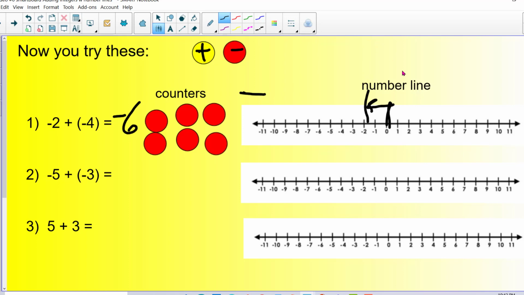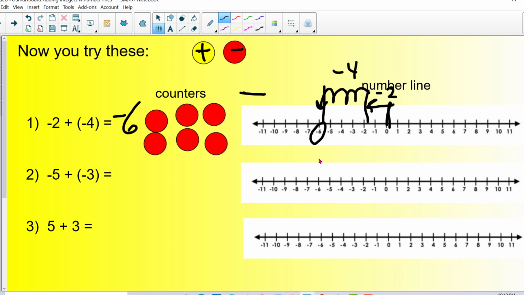No, that's not what it says. We're going to jump 4 spaces to the left because it's negative. 1, 2, 3, 4. And where do I land? At -6. So it just confirms. So here we did two negatives, and then we jumped 4 negatives, and we landed at -6.